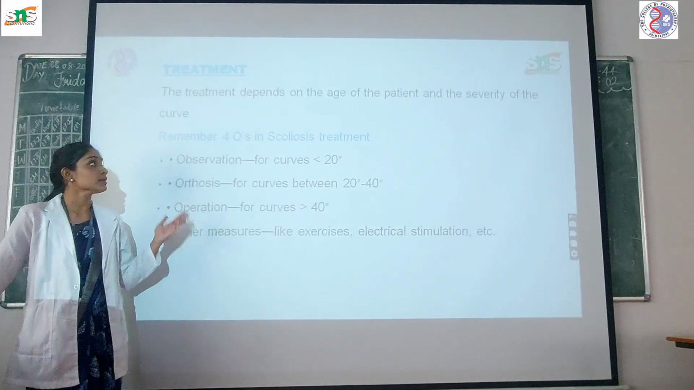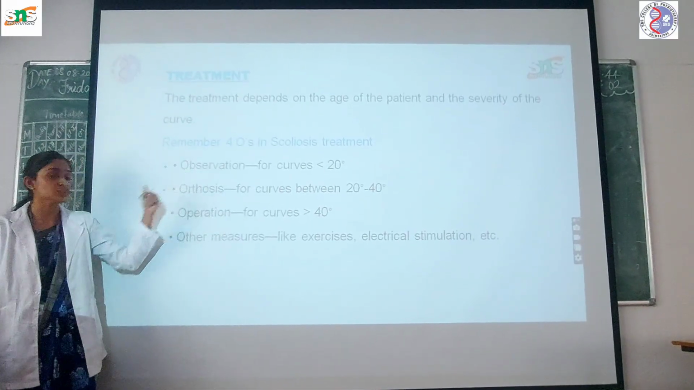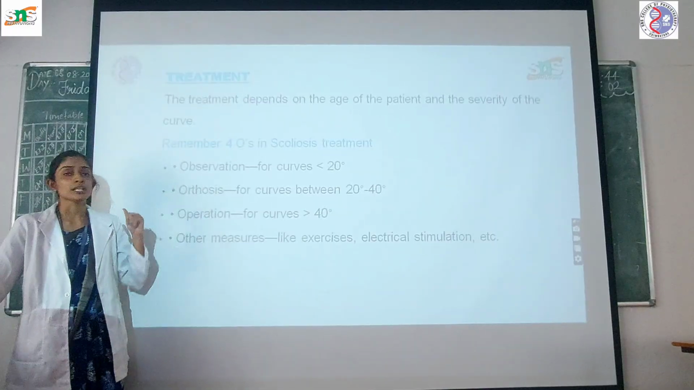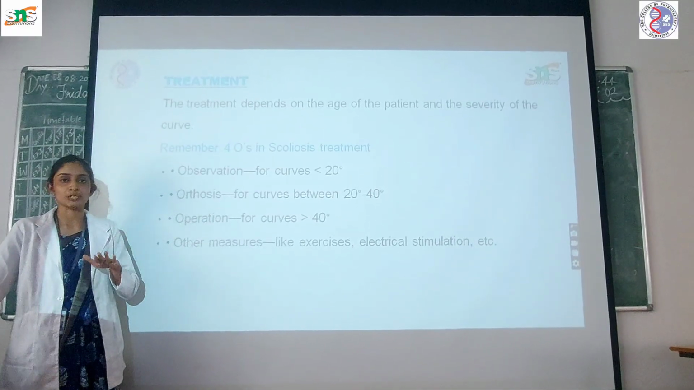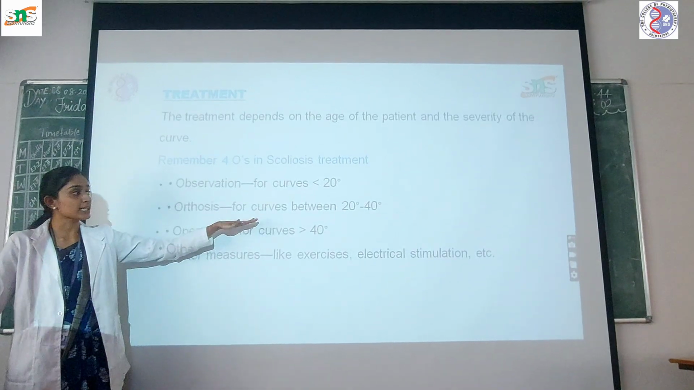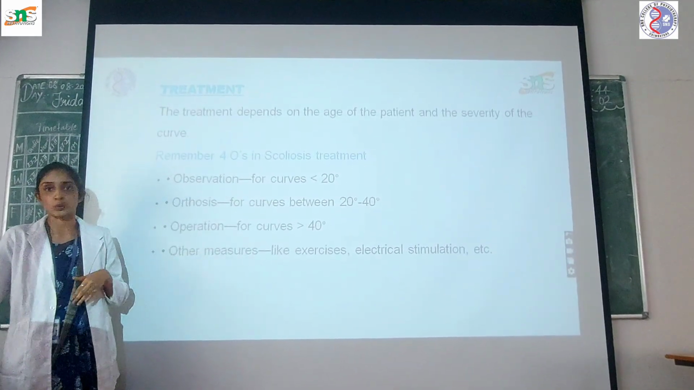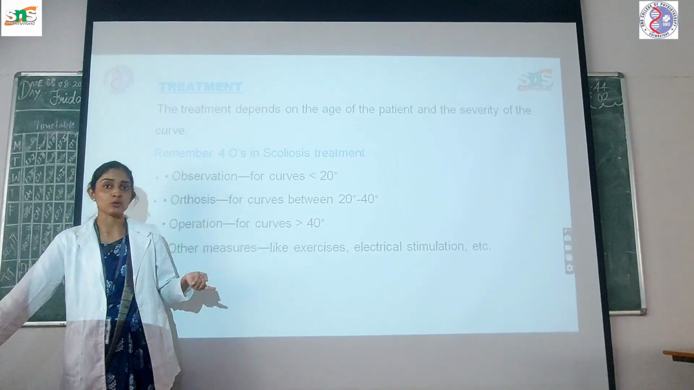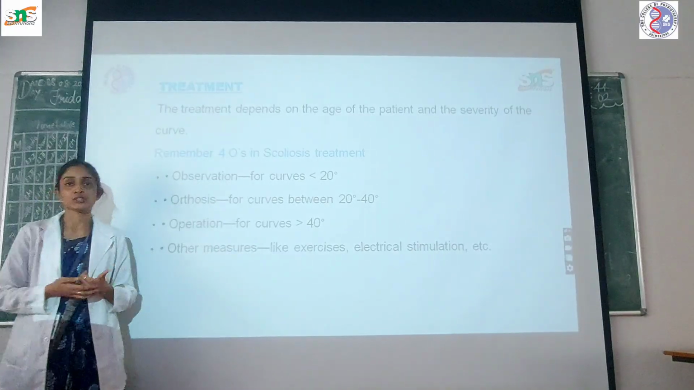The most important thing you need to remember in scoliosis treatment is the 4 O's, that is observation, orthosis, operation and other measures. In observation, if the curve is less than 20 degrees, you will only need observation. If the curve is from 20 to 40 degrees, you need to prescribe orthosis, and if the curve is more than 40 degrees, you need to go to operation, and among other measures you can go with physiotherapy treatment.